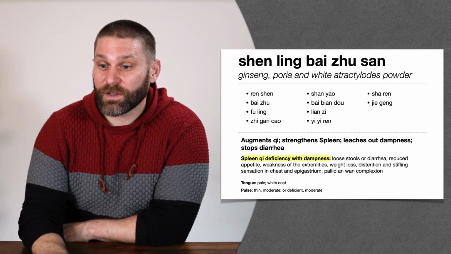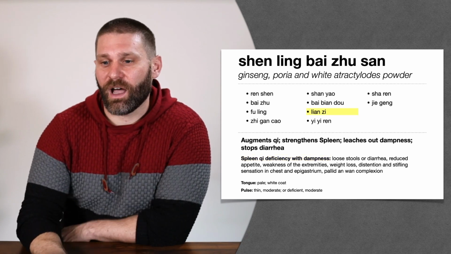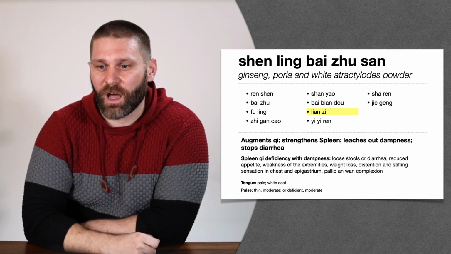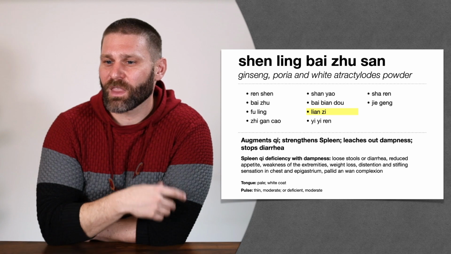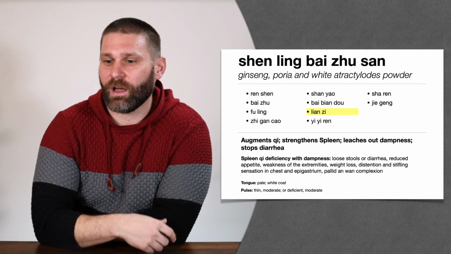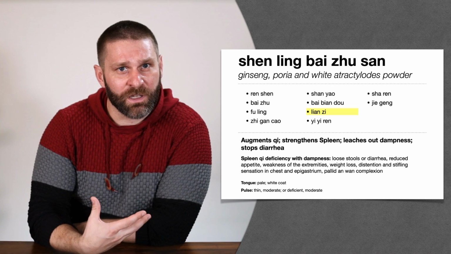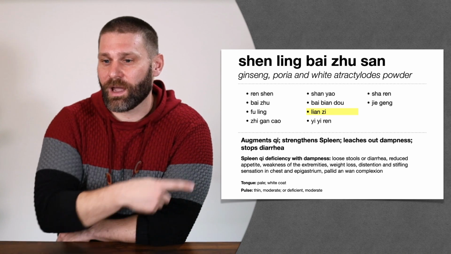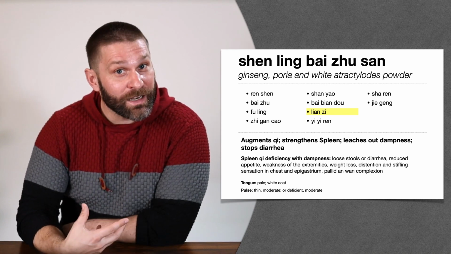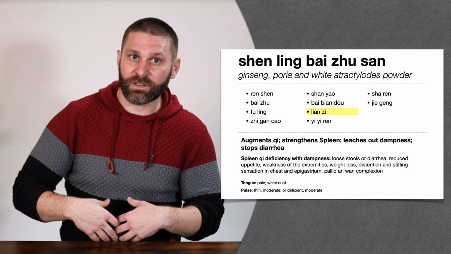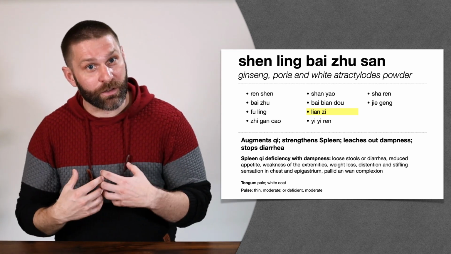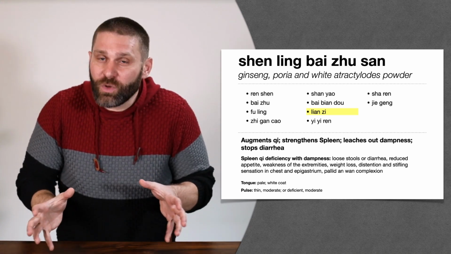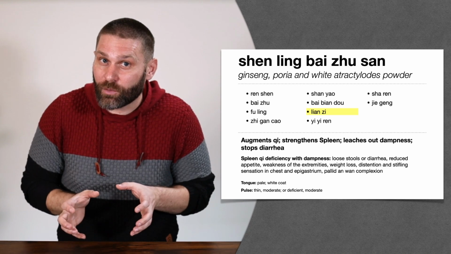This is for spleen qi deficiency with dampness, where that dampness is causing diarrhea. So here we have first our tonifying herbs, our four gentlemen, Renshen, Baizhu, Fuling, Zhigancao to tonify spleen qi. Shanyao and Baibiandou also tonify spleen qi. Baibiandou is especially good for dampness and diarrhea. Yiyiren from the drain dampness category is also good for dampness. Sharen from the aromatic transform damp category, so we're both draining the dampness in terms of promoting urination, but we're also aromatically transforming the dampness. Then we have Lianzi, lotus seed, as a way to induce astringency to stop the diarrhea.